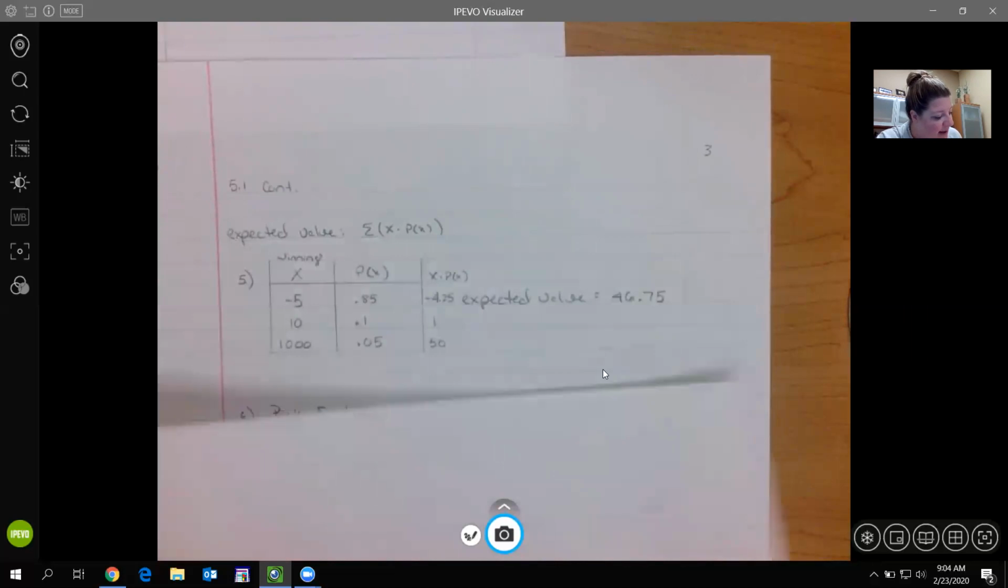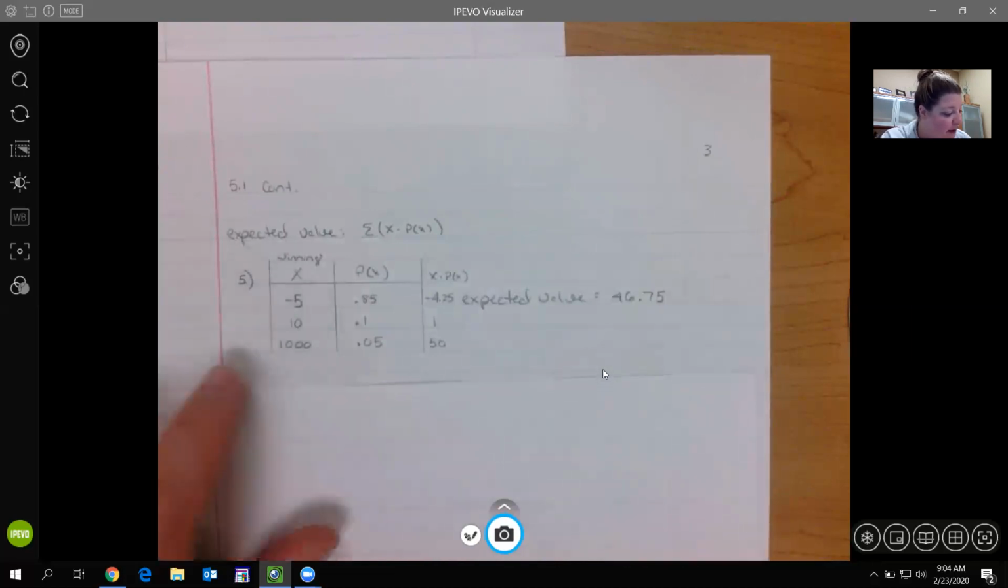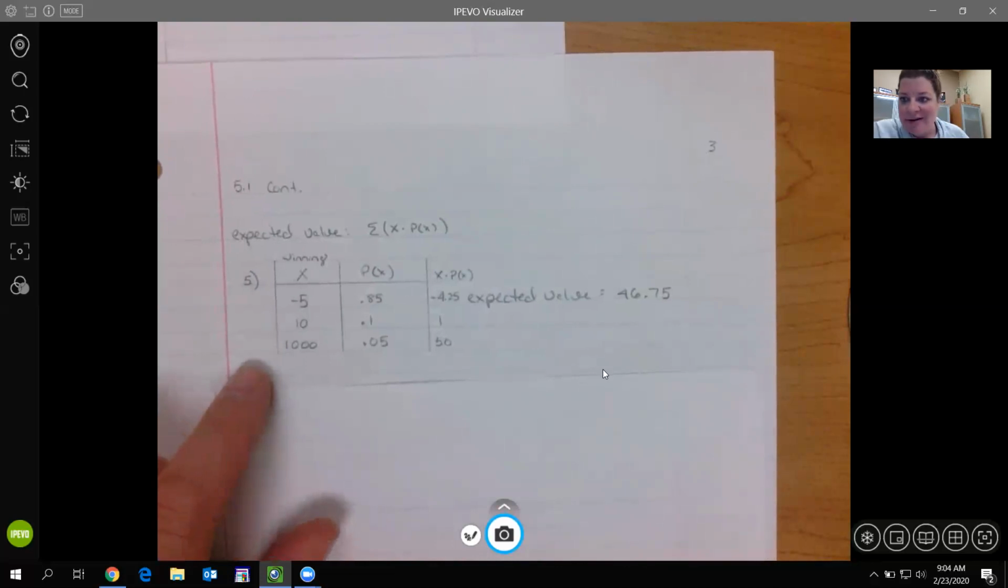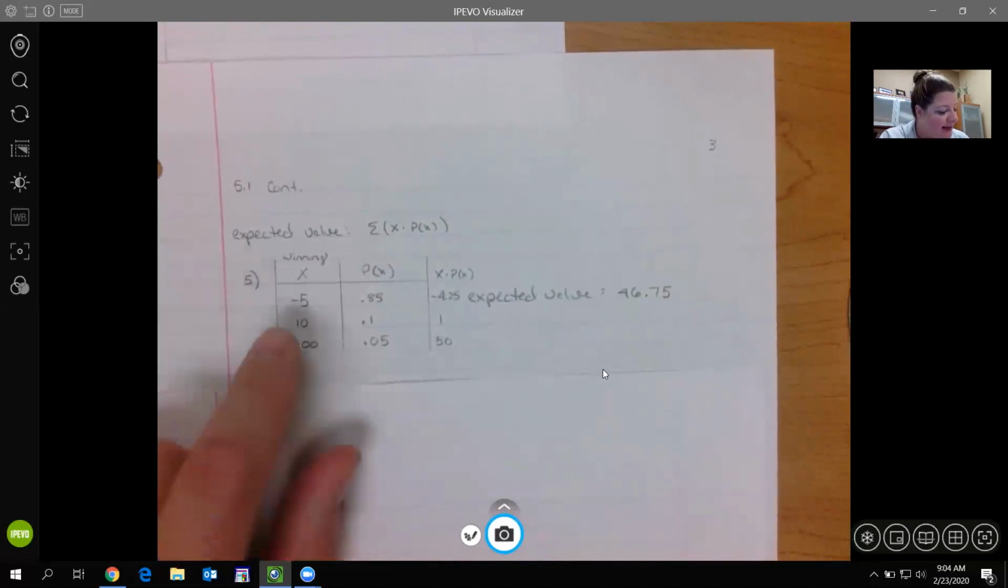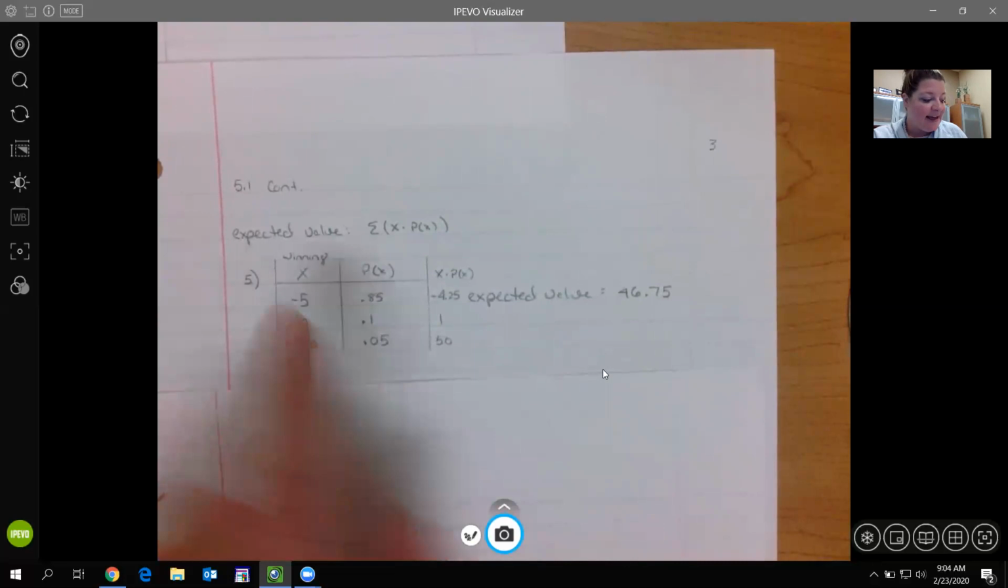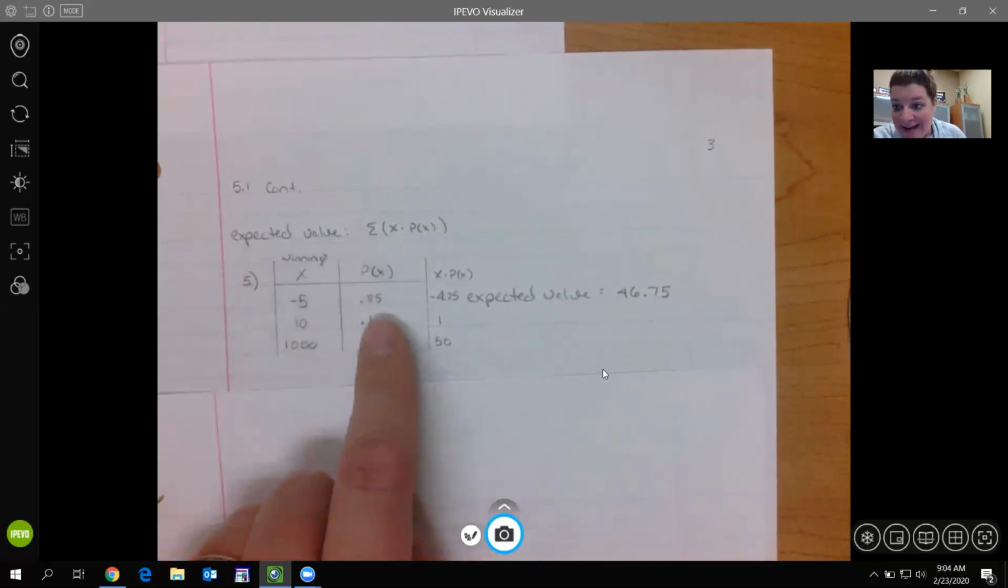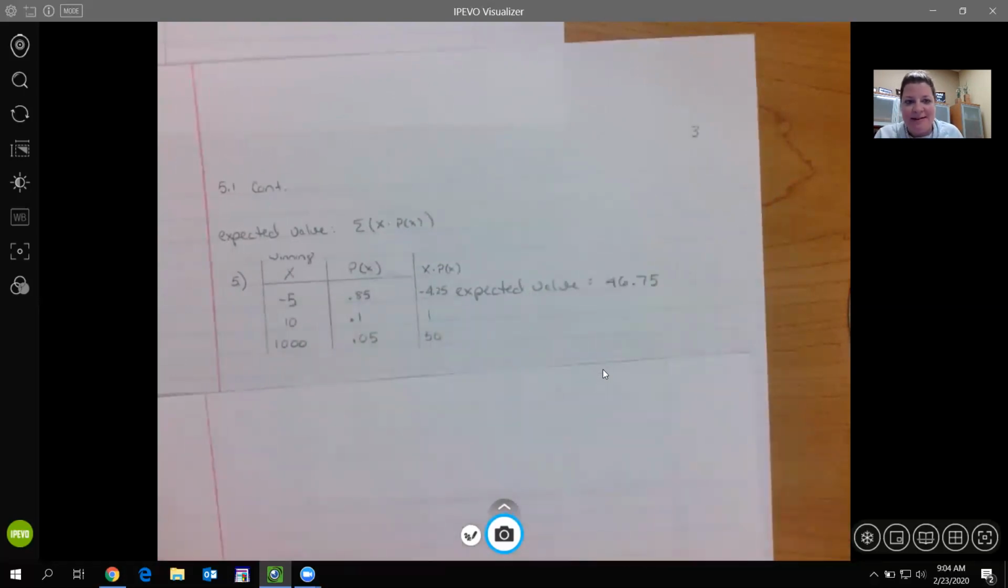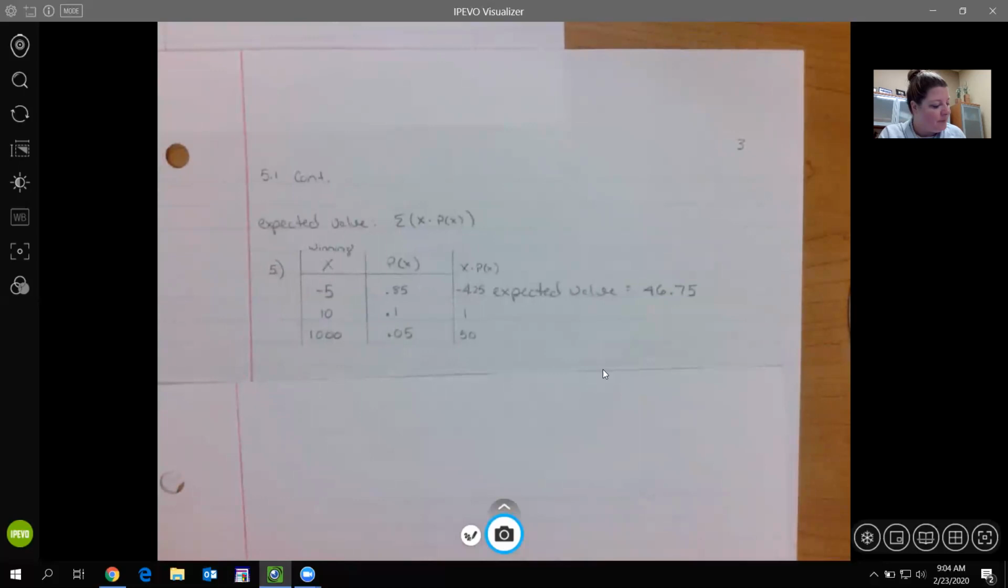So my first example here is you're going to pay $5 to get a ticket. And the probability of winning nothing but losing your $5 was 85%. So if you pay $5 for something, you've lost your $5. Okay?